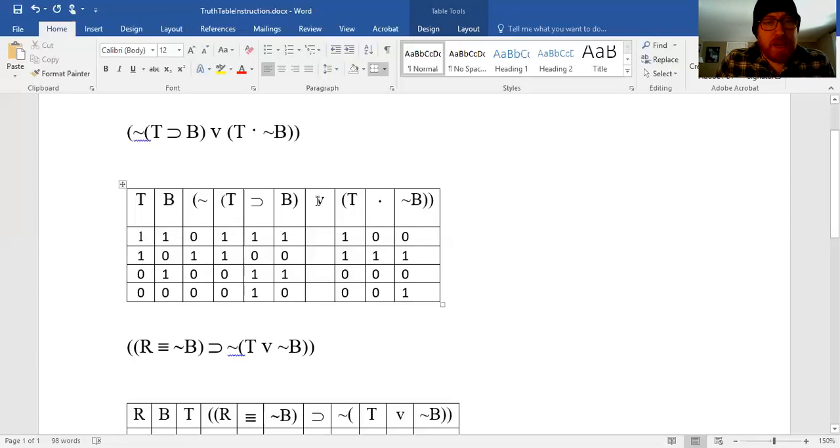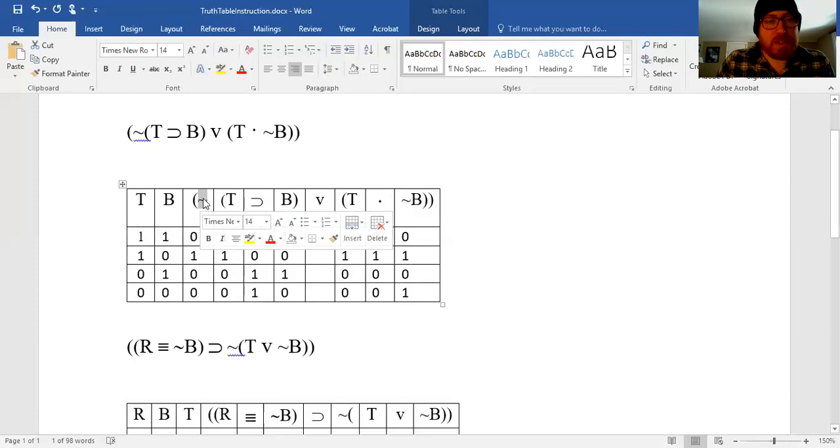And then the last thing we have is our main operator, this wedge, this either or. To find the value of the either or, we compare the value of this tilde to the value of this conjunct. We are asking if either this is false, which is represented by this, or this is true.